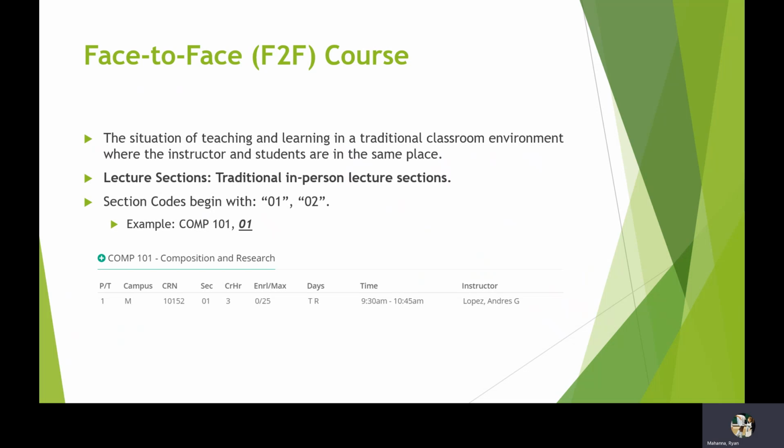When you look at Schedulizer and you're building your schedule, this is what an in-person section would look like. So you see Comp 101, section 01. It has a meeting time and a date. A couple things to point out very quickly. Campus is Morrisville. The CRN is the class registration number. That, of course, is the number that you put in to register in your Web for Students. Section 01, credit hours 3, how many spots are in the class, the days of the week it meets, Tuesday, Thursday, the time, and the professor. So that's a face-to-face. That's pretty straightforward.